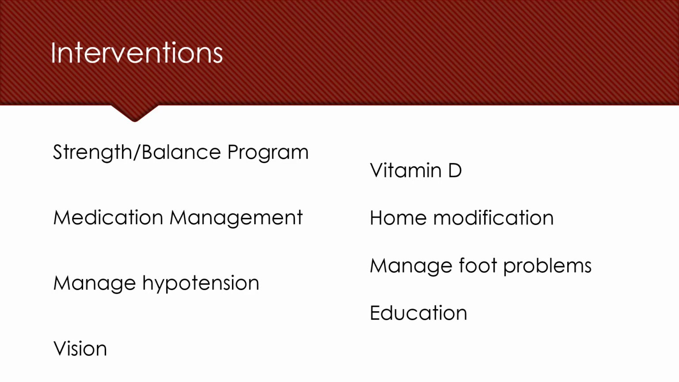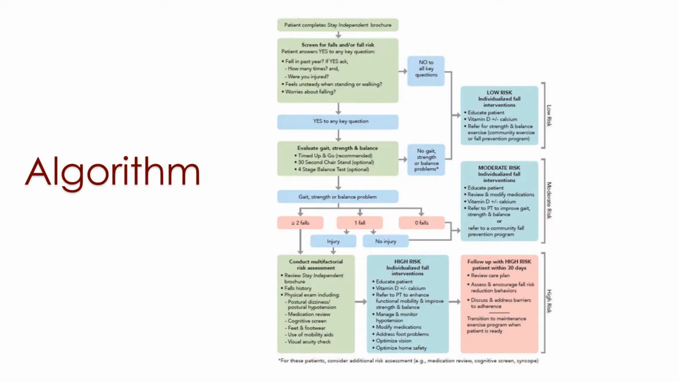Next would be home modification or any of those home assessment pieces, looking at what the fall risk factors within the home environment might be and how we could change those. Next would be managing foot problems. And lastly, and the most important thing we do with people every visit, is education. Education on their fall risk, what they can do to improve their fall risk, or to lessen their fall risk, I should say. All those kinds of things are really important in our interventions.